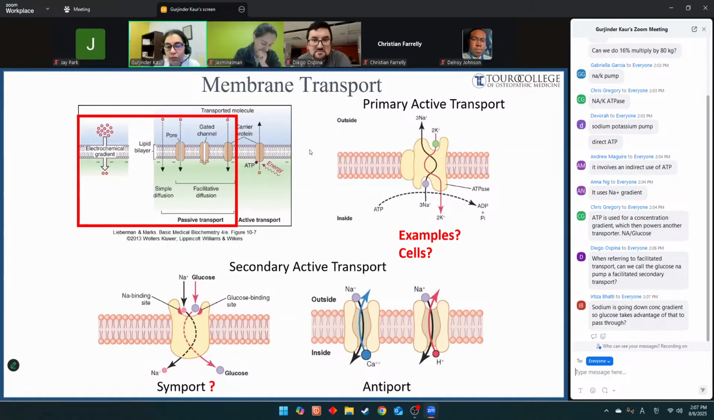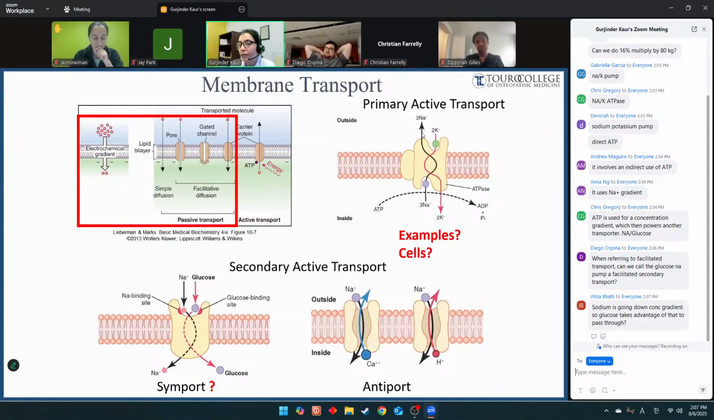Yes, absolutely. So if you see here, look at the primary active transport. Here, the ATP is providing the energy, right? So it's pushing sodium from the cell against the gradient, right? So this is against the gradient. That's why this uphill transport is using energy here. Same thing with the 2 potassium.